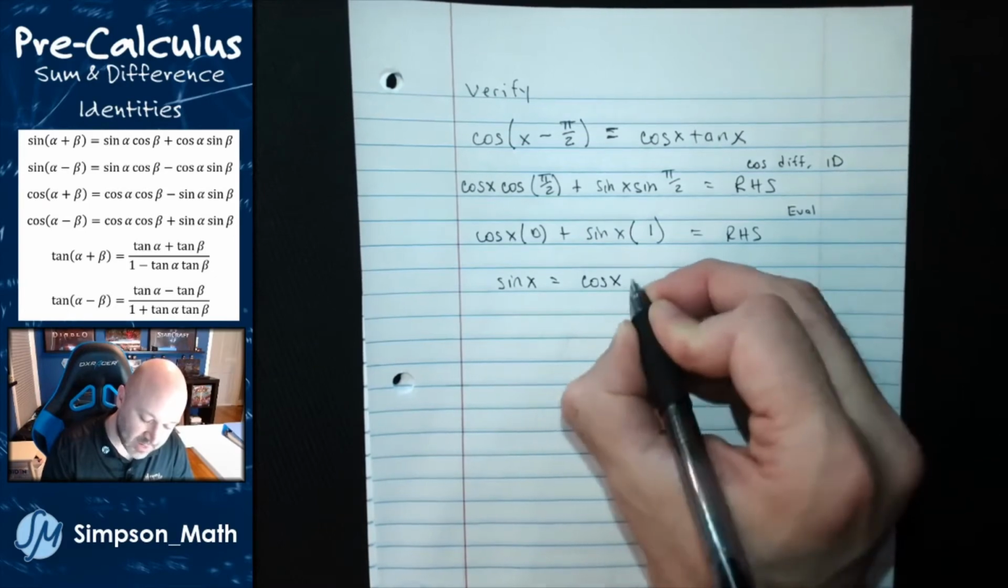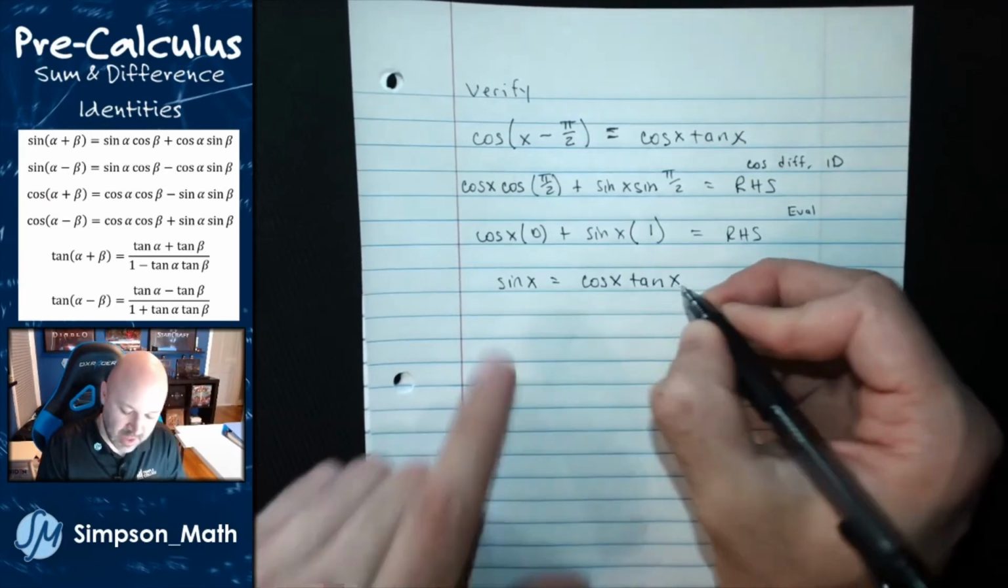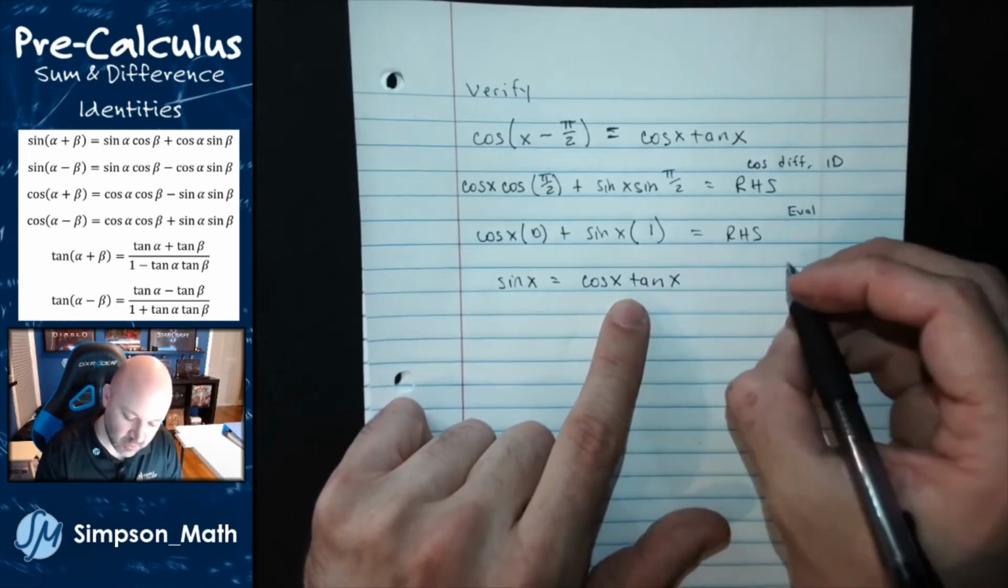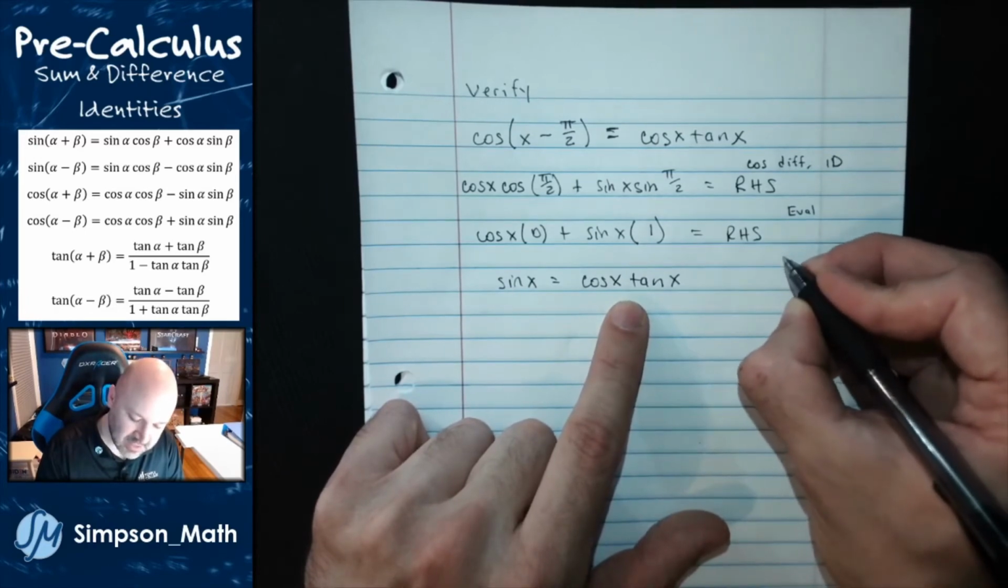I'm going to rewrite the right-hand side because I don't know how I'm going to get from there to there. So I'm just going to rewrite my right-hand side. And in this step, I just multiply.